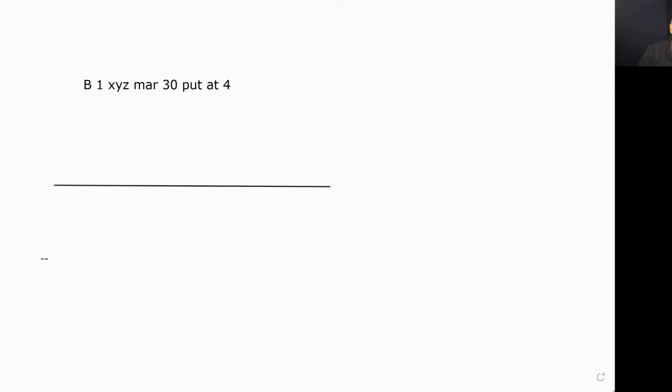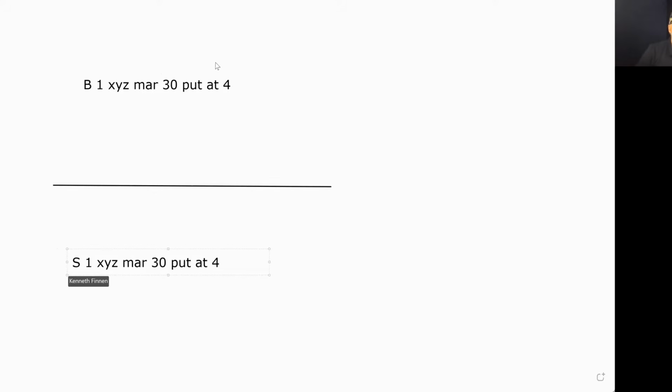Buy one XYZ March 30 put, making up names, at 4. And then the other side of the contract, I'm going to sell one XYZ March 30 put at 4. There we go. So we sell a March 30 put at 4.